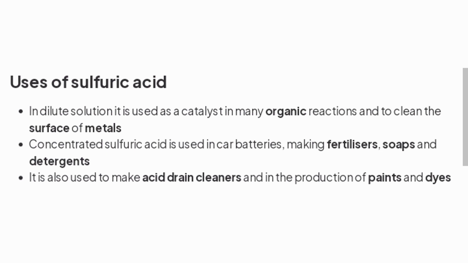Lastly, there are the uses of sulfuric acid. In dilute solutions, it is used as a catalyst in many organic reactions and to clean the surface of metals. Concentrated sulfuric acid is used in car batteries, making fertilizers, soaps, and detergents. It is also used to make acid rain cleaners and in the production of paints and dyes.